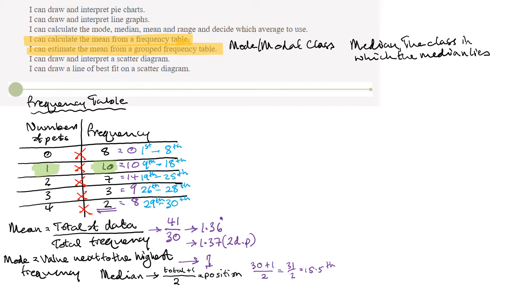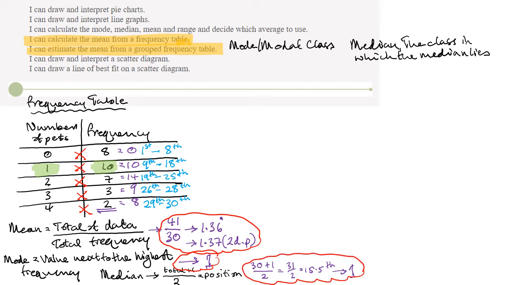Okay, so I've got a mode of 1, and I'll actually get a median of 1 as well. Let me just highlight those answers. So this was my mean. This was my mode. And here, this was the working to find my median.